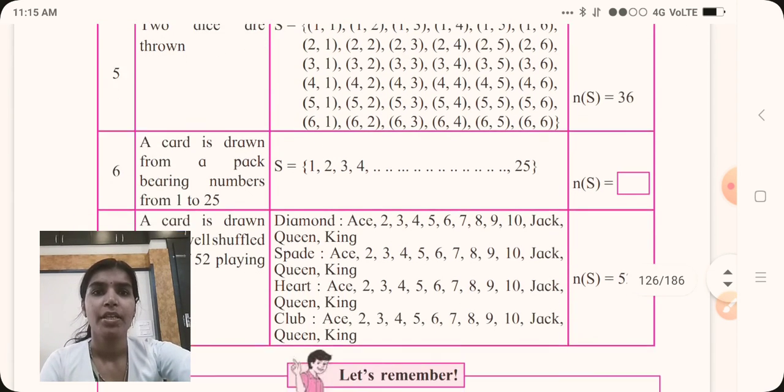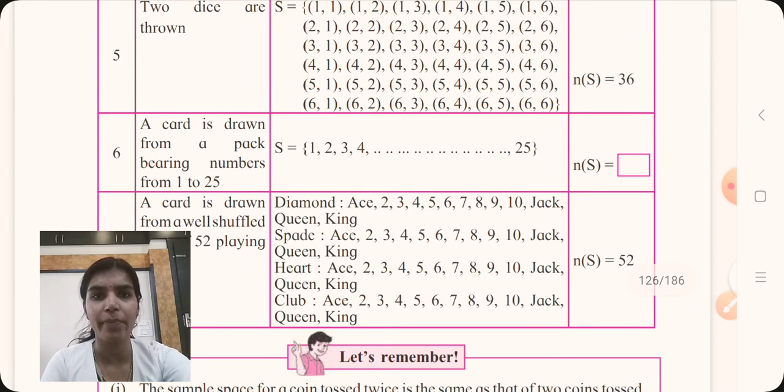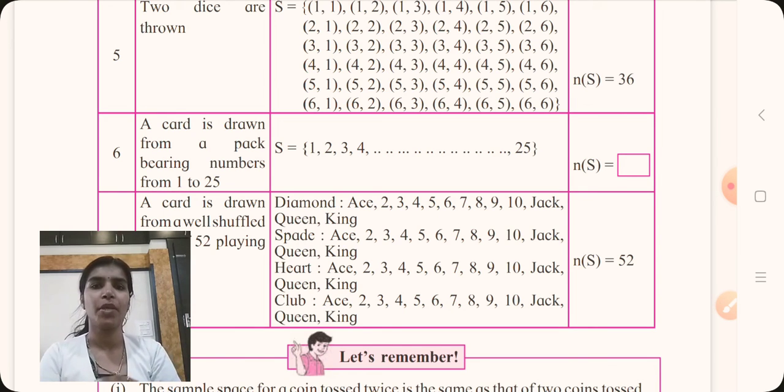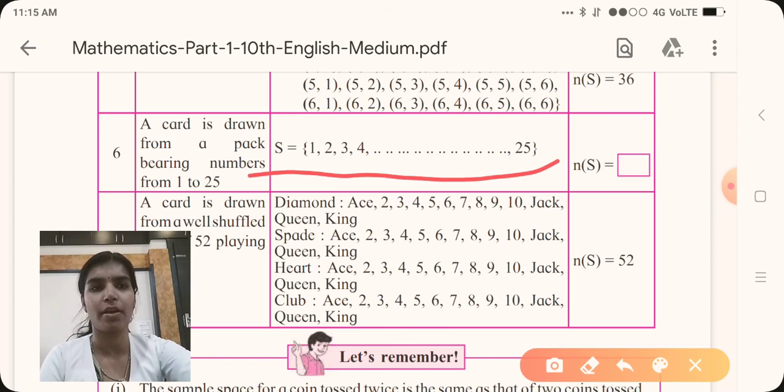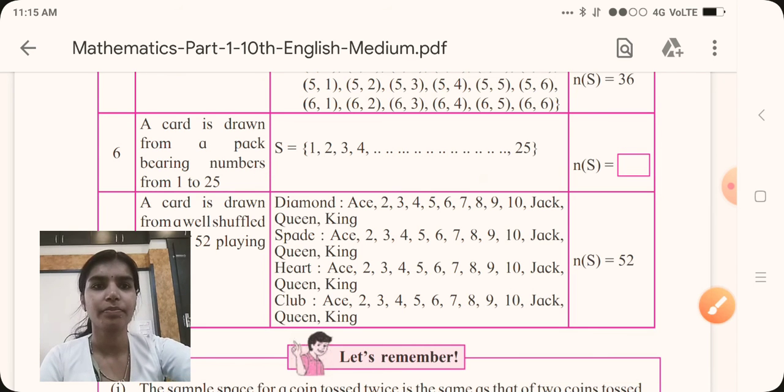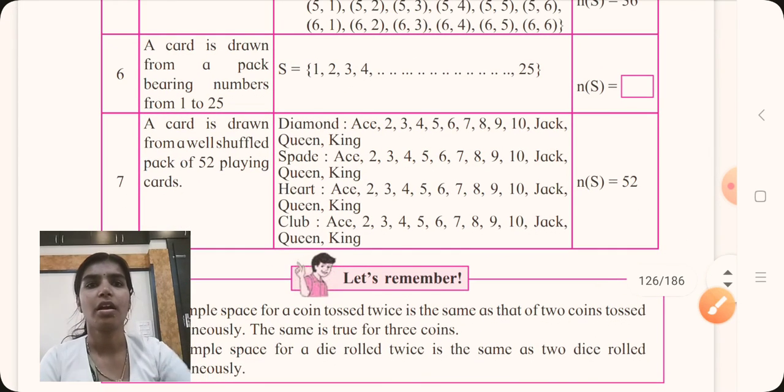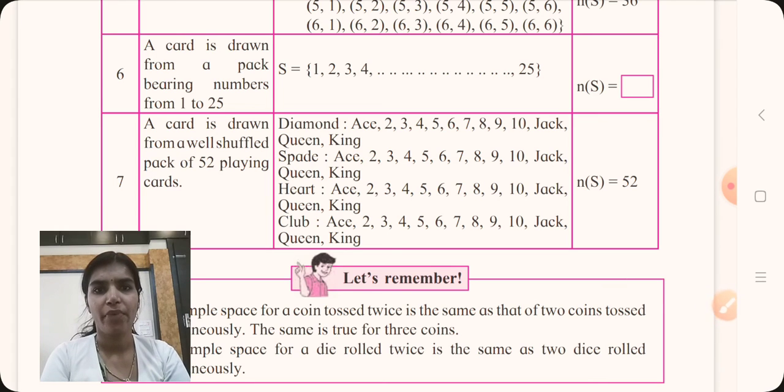Then a card is drawn from a pack of cards bearing numbers from 1 to 25. Suppose you have 25 cards and on each card a number is written from 1 to 25. So the sample space is 1, 2, 3, 4 up to 25 and n(S) is 25. The next one is a card drawn from a well shuffled pack of 52 playing cards.